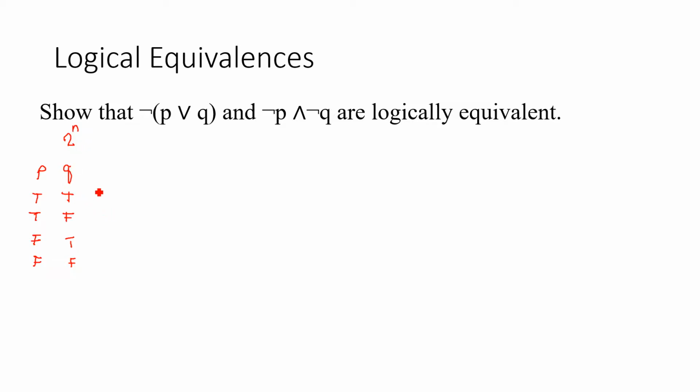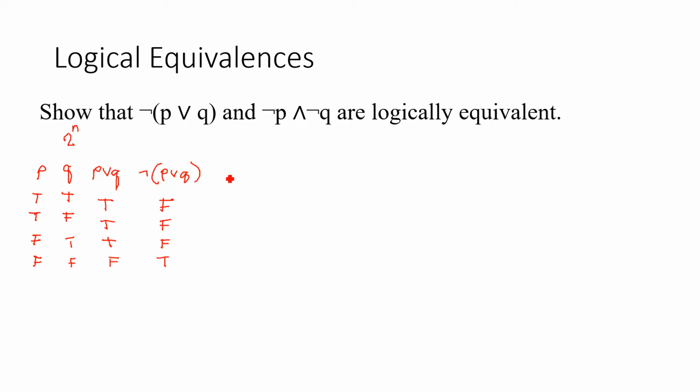So let's first determine P or Q. True, true, that's true. True, false is true. False, true is true. And false, false is false. Now let's have the negation of P or Q. So this is false, this is false, this is false, this is true. Now this would be our negation of P or Q.